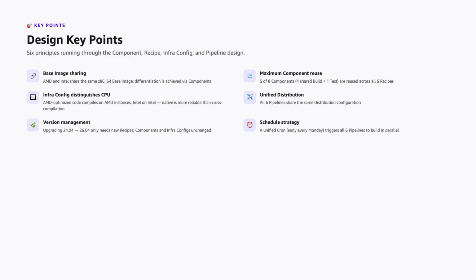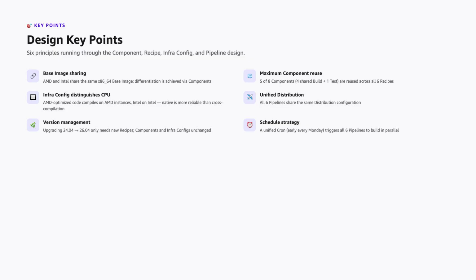4. A unified distribution. All 6 pipelines share one distribution configuration, so shipping is managed in a single place. 5. Clean version management. Upgrading from 2404 to 2604 only requires new recipes that swap the base image, the components and the infrastructure configs need no changes at all. And 6. A unified schedule. One cron expression triggers all 6 pipelines to build in parallel, each rebuilding only when its dependencies change.